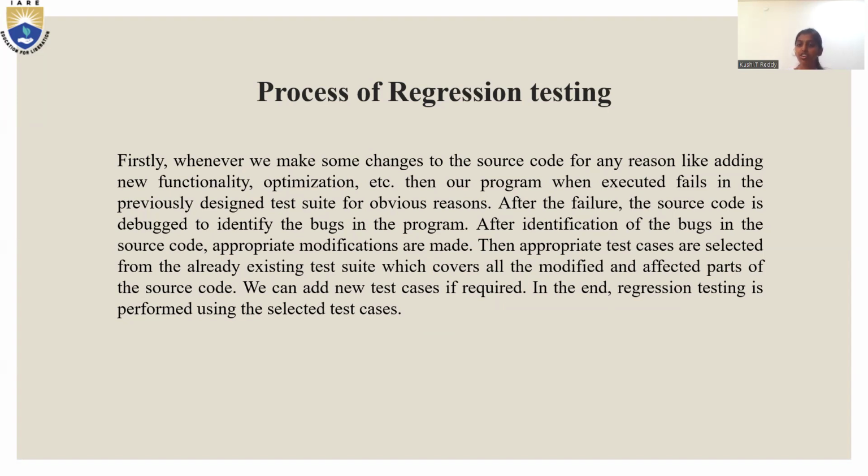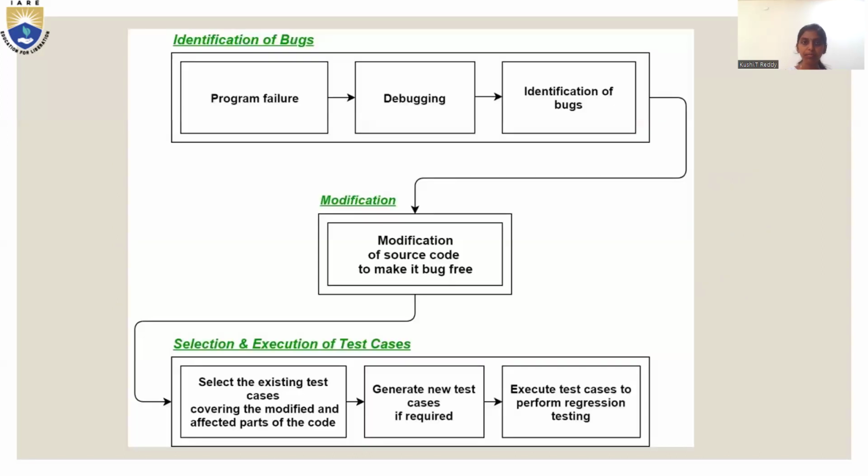After identification of the bugs in the source code, appropriate modifications are made. Then appropriate test cases are selected from already existing test cases, which cover all the modified and affected parts of the source code. We can add new test cases if required. In the end, regression testing is performed using the selected test cases only. So this is the process of regression testing. You can see the flowchart here.